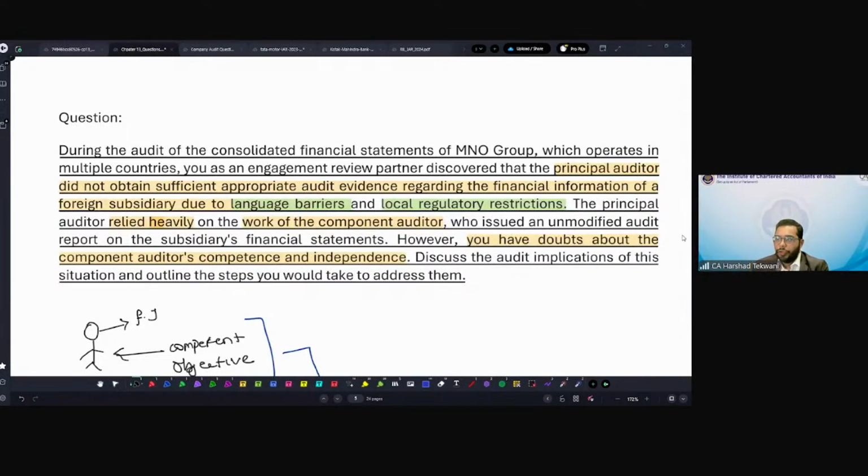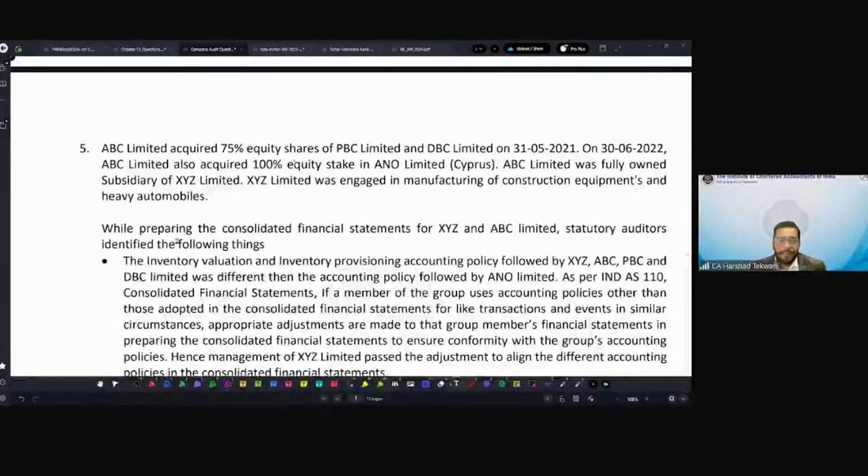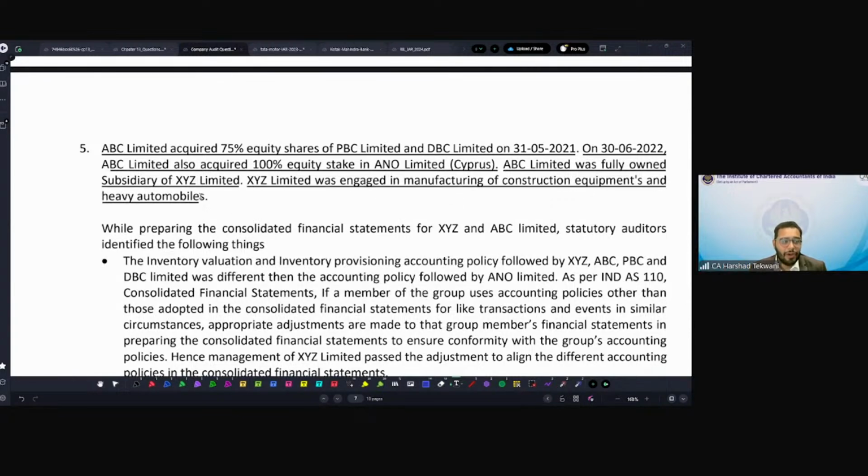Okay. So the question is, ABC Limited acquired 75% of the equity shares of PVC Limited and DVC Limited on this particular date. On 30th June 2022, ABC Limited also acquired 100% equity in this particular entity. ABC Limited was a fully owned subsidiary of XYZ Limited. XYZ Limited was engaged in manufacturing of construction equipment and heavy automobiles.